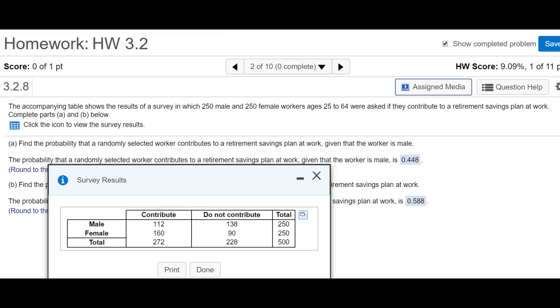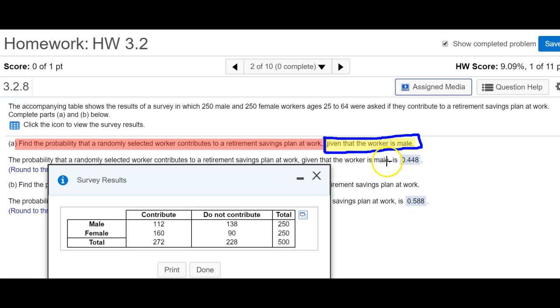Let's see, what options do I have here? Okay, let me highlight. It says find the probability of randomly selecting a worker who contributes to the retirement saving plan at work. And the most important, given that the worker is a male. So when they give you something like that, you always start with what is given. What is given? The condition is that the worker is a male.